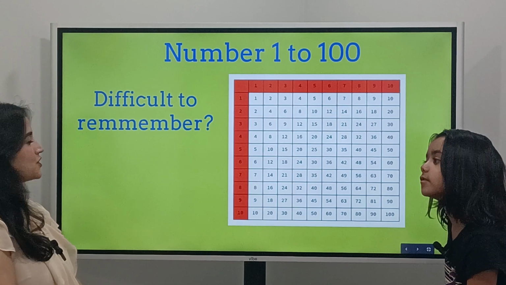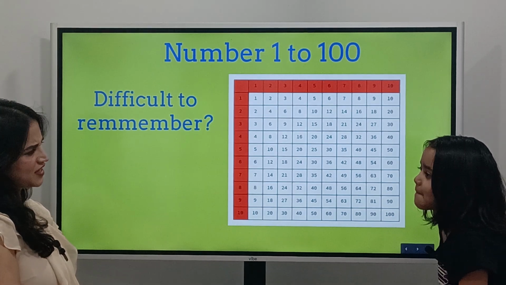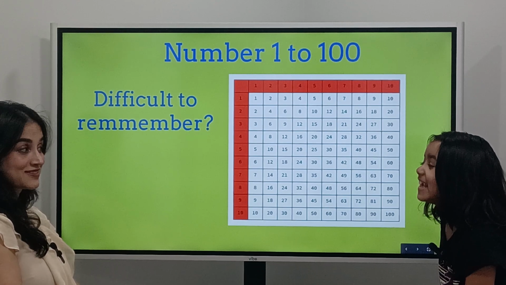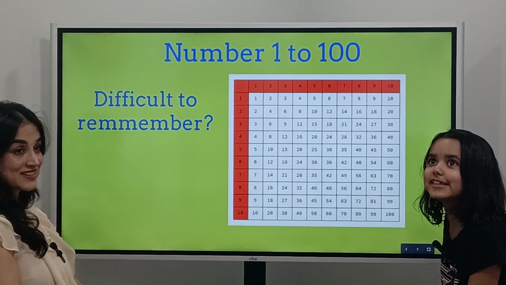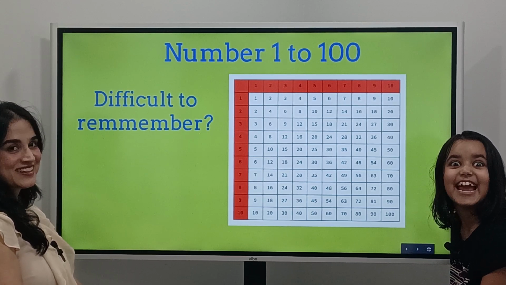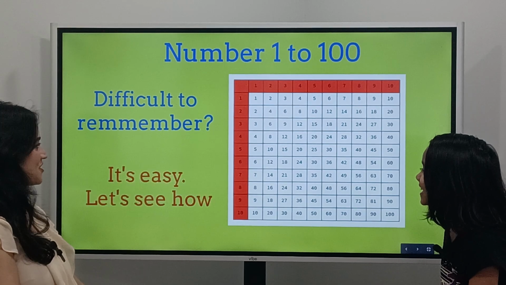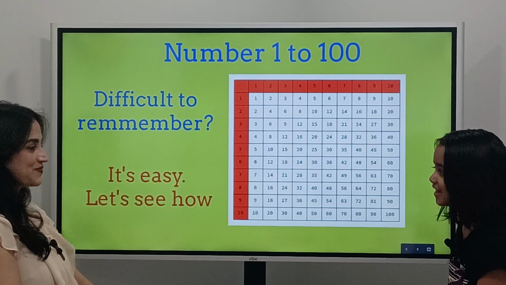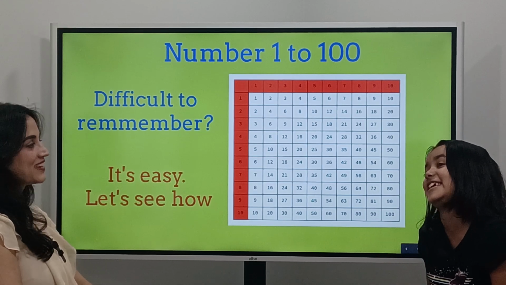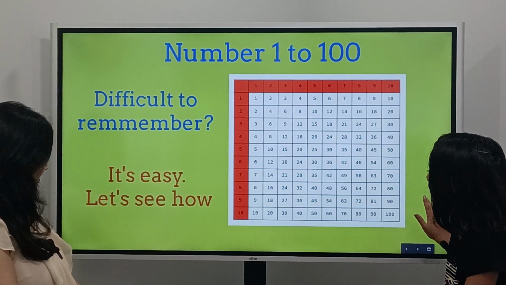Okay, so is it difficult to remember? What do you think? Is it going to be difficult to remember table 10? Easy peasy lemon squeezy! Let's see how we can do. Okay, can you move to the next slide, Lina?